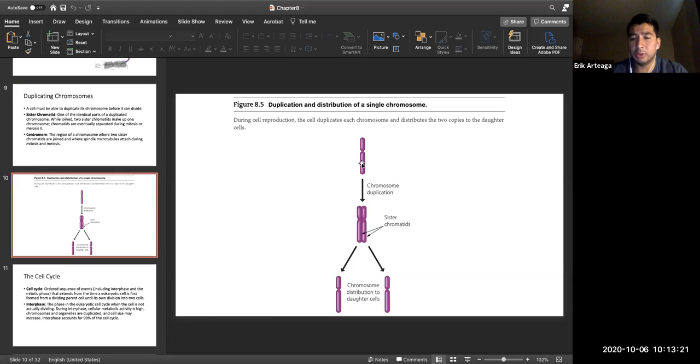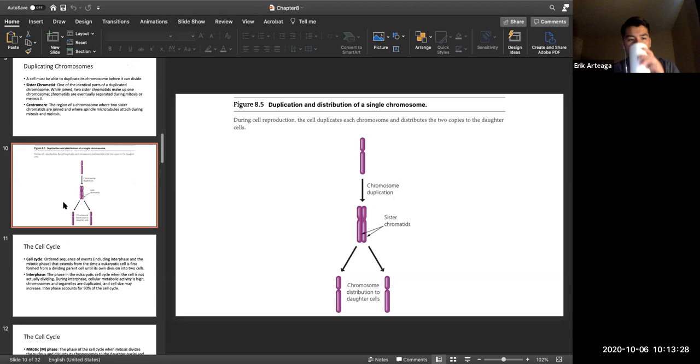Sister chromatids are a little bit different. They're just duplicates of each other, right? And this is going to be done during mitosis or meiosis, depending on the stage.